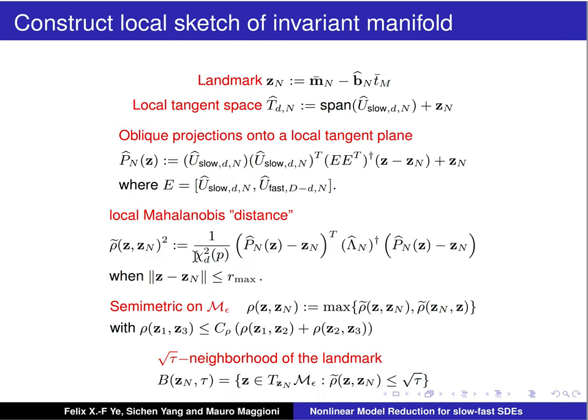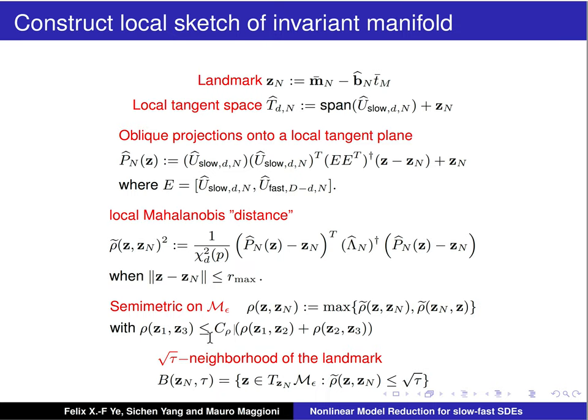So first we need to define the local Mahalanobis distance. This is the very standard diffusion distance. But we are constrained locally, so any point that is far away from the landmark, I will consider it as infinity. But this is not really a distance, not really a metric, because it is not symmetric. So that's why we need to symmetrize by taking the maximum of the opposite one. But this is still not a distance. This is something called a semi-metric, because the triangle inequality has to be relaxed by a constant C of rho. In fact, we have this bound, or an estimation of C of rho, from the system, so it is estimated here.